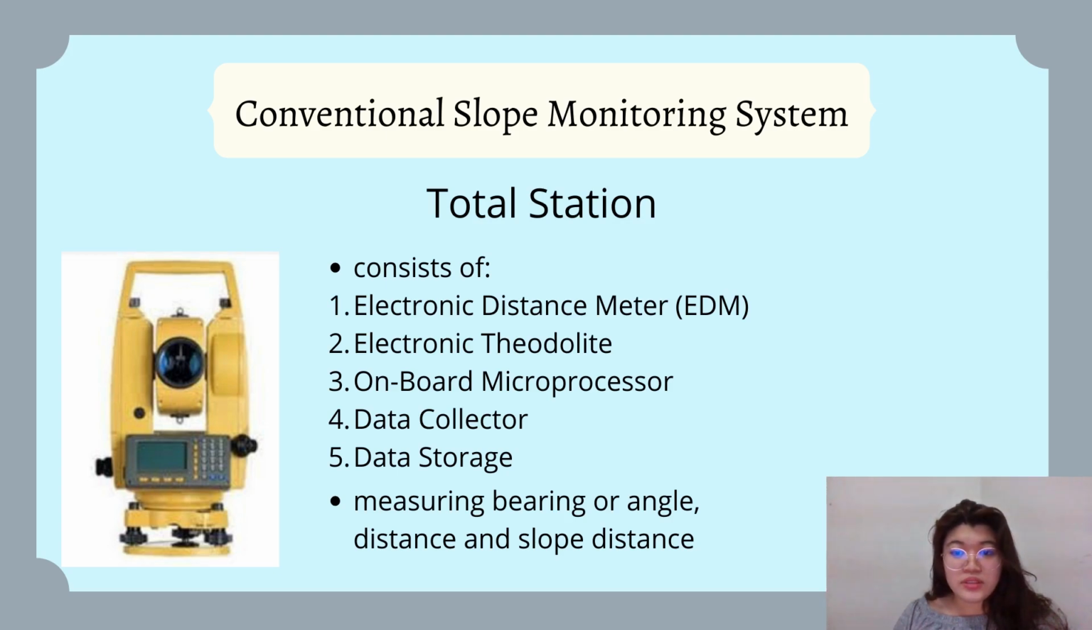The second is total station. Inside the total station, it consists of an electronic distance meter, which is EDM. It has an electronic theodolite. Third, it has onboard microprocessors, data collector, and data storage. The function of total station is to measure bearing or angle, distance, and slope distance.